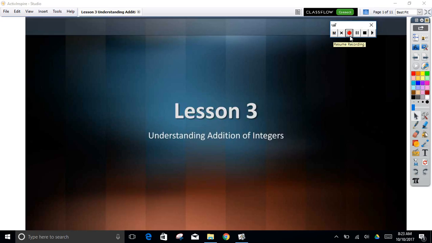Today's lesson is called Understanding Addition of Integers. It's just an attempt to make what we're doing a little more clear and have an understanding of the process.